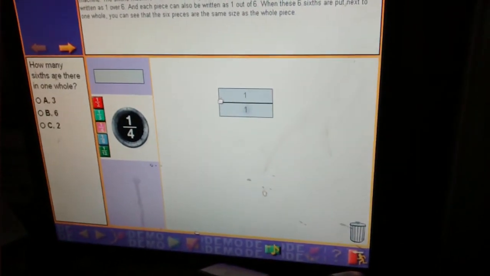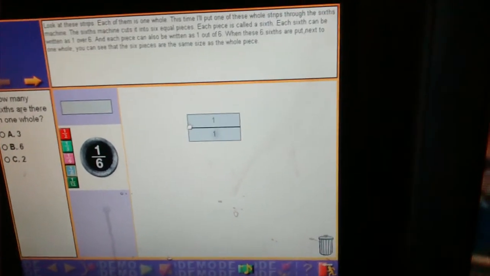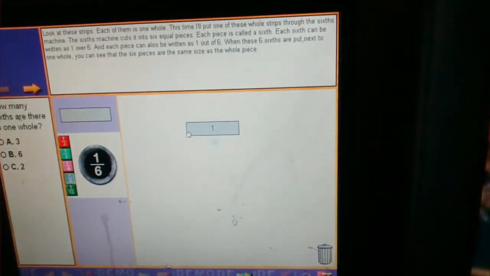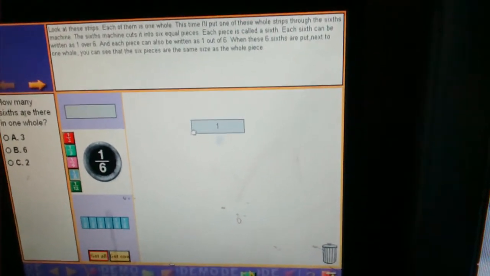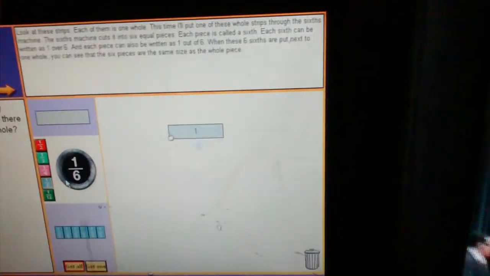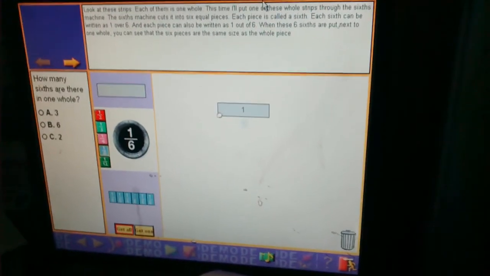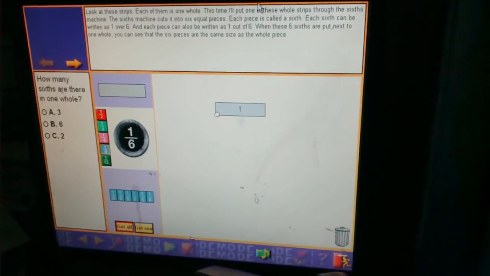Okay. Look at these strips. I Each of them think you're is gonna 1 move hole. on to algebra. This I'm pretty time, good. I'll put one of these Yeah, I hole think you got strips the through the fractions 6 now. machine. Yeah, I'm pretty The good 6 at this. machine cuts into 6 equal pieces. Each piece So is that means called you'll a be 6. pre-algebra 6th Each grade, 6 7th grade. can be written as 1 Yes. over 6. Seventh And grade. each piece can also be written as 1 I just hate out putting- of 6.